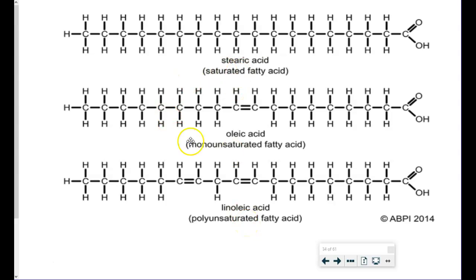Maybe if you start paying attention to food labels, you'll start seeing more of these types of things printed on your food label. And that's all it is. It sounds like really complicated chemistry, but it's just how many bonds are there. No big deal.